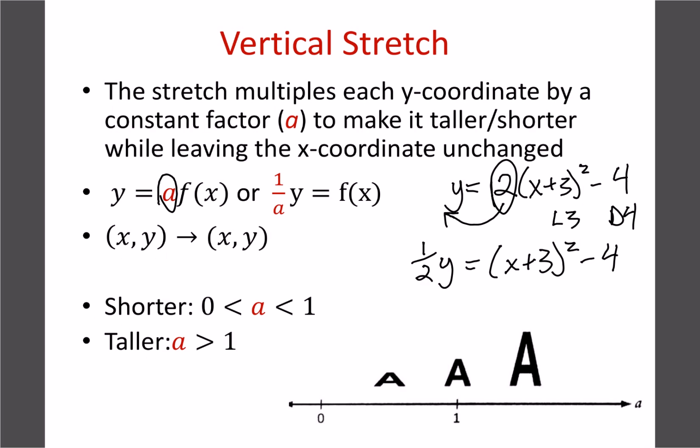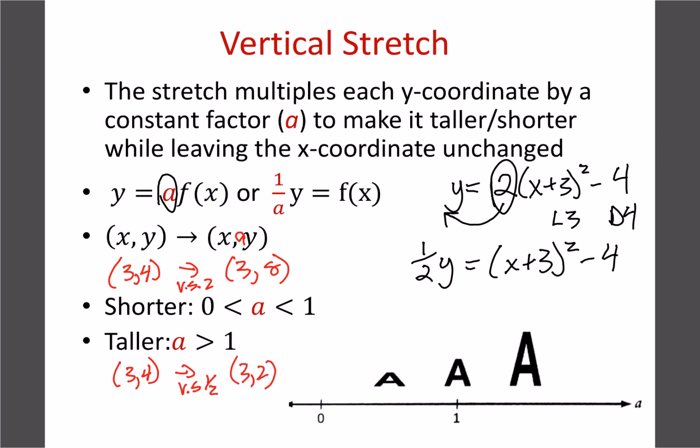Okay, so our a value would just multiply that y coordinate, whatever it is. For example, let's say our starting coordinate was (3, 4) and we're going to do a vertical stretch of 2. Our new coordinate then would be (3, 8). If we start with the same coordinate again, (3, 4), but now we do a vertical stretch of a half instead, then that would change to (3, 2).